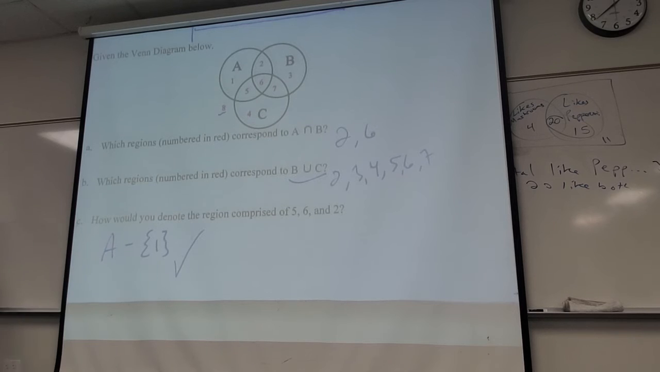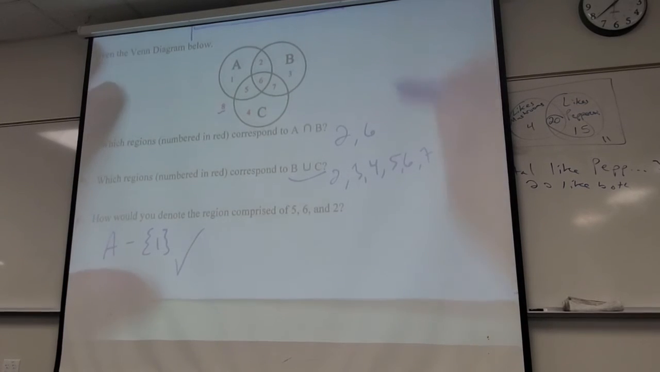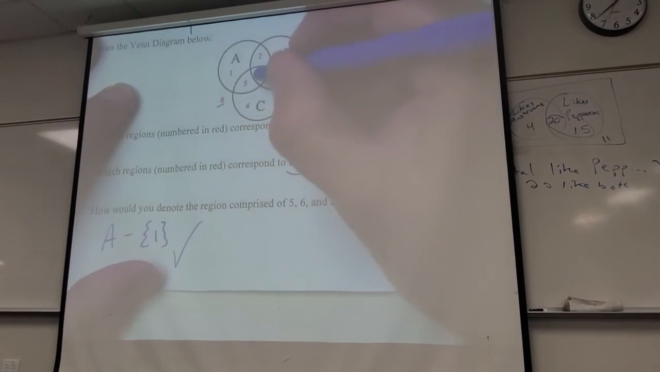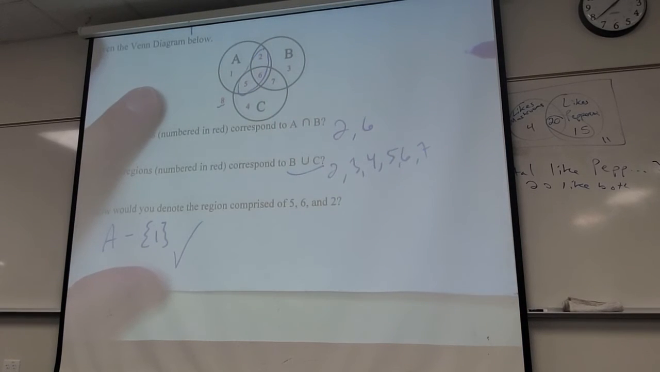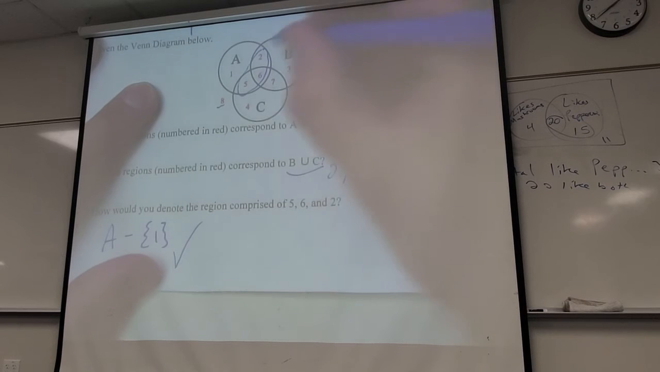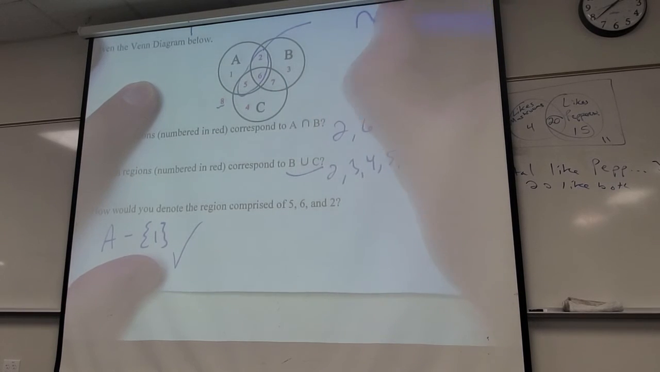All right, let me show you one answer you could get. So 5, 6, and 2, that looks like an intersection between things. Let me just write this down. This would be the intersection between A and B or C.